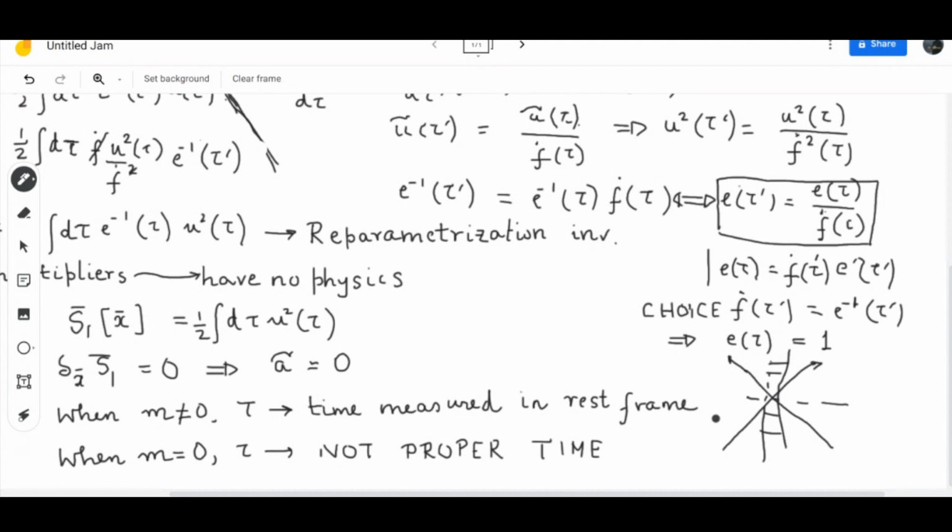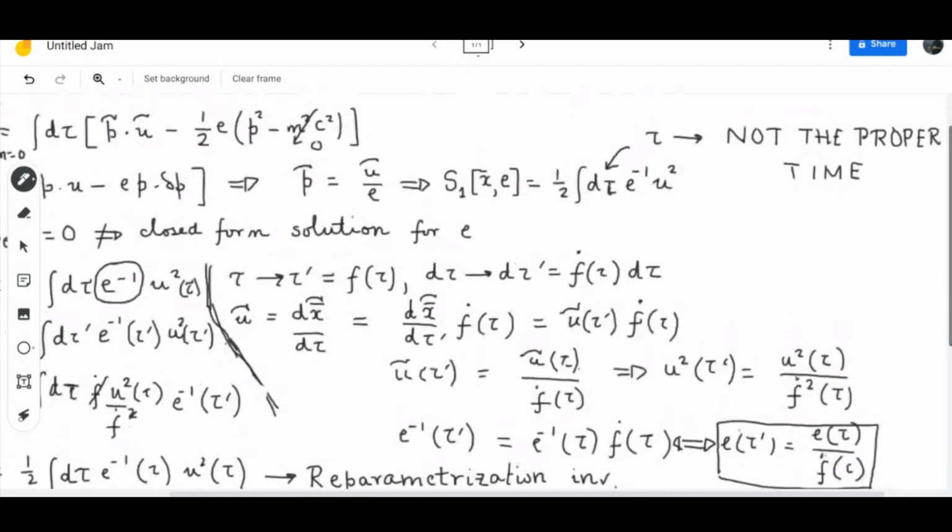So that is why I use the same parameter tau as a symbol, but I've clearly mentioned, and this is something that you should remember, that in the massless case, tau is not the proper time. I should put inverted commas because there is no proper time. Okay? There is no proper time. Proper time is only meaningful as a physical interpretation in the situation when there is a mass.